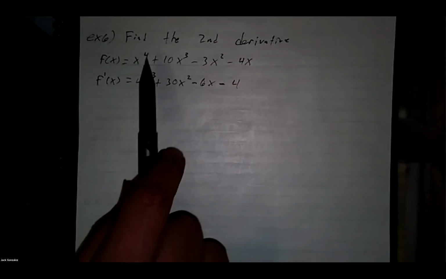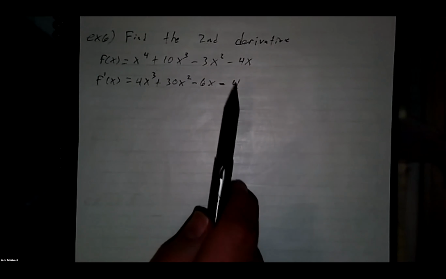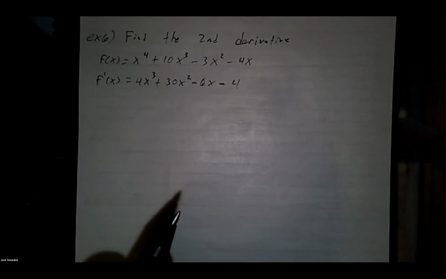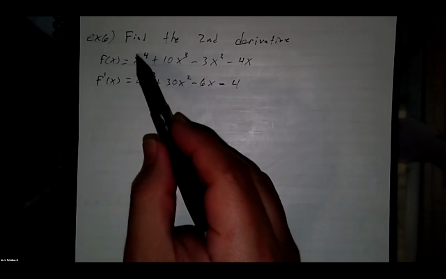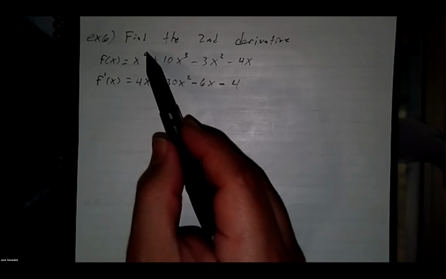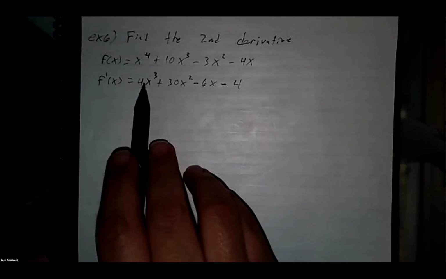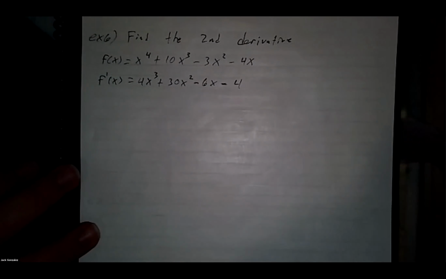Are you guys comfortable with how we got here? Actually, that 4x cubed, how did... So you bring the 4 down, right? And then you subtract 1 from the power. So that 4 is in front, that 4 became a 3. So all we did was the power rule on each single one. Okay, so that's the first derivative, but that's not what they asked for.